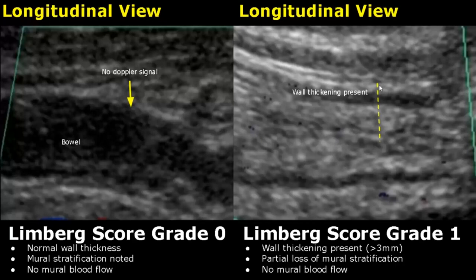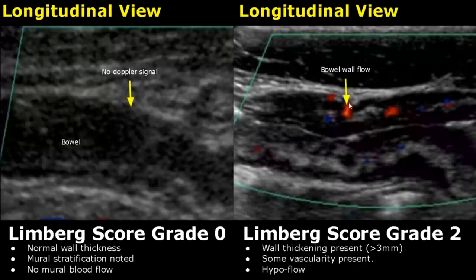In grade 1, wall thickening will be present. Due to this thickening, there is partial loss of mural stratification. No blood flow is found within the walls. Limburg score grade 2 is given when some blood flow is noted within bowel wall. It is termed hypoflow. Along with that, there is bowel wall thickening.